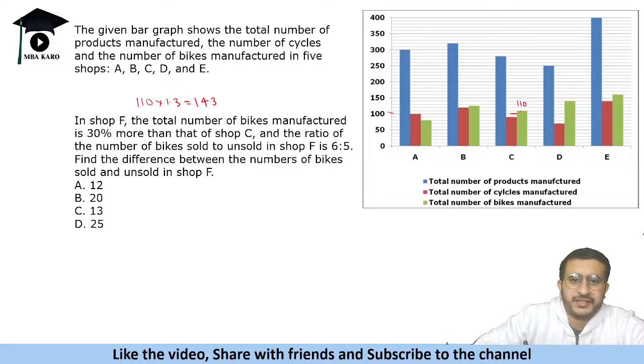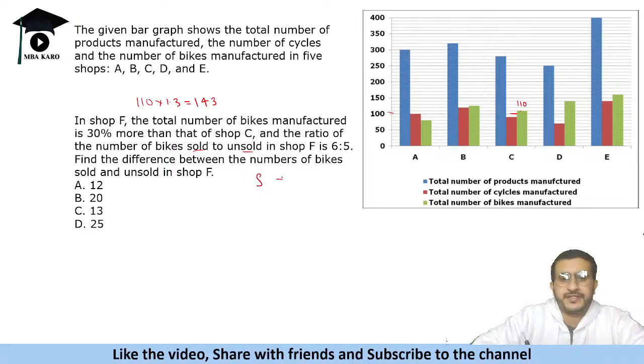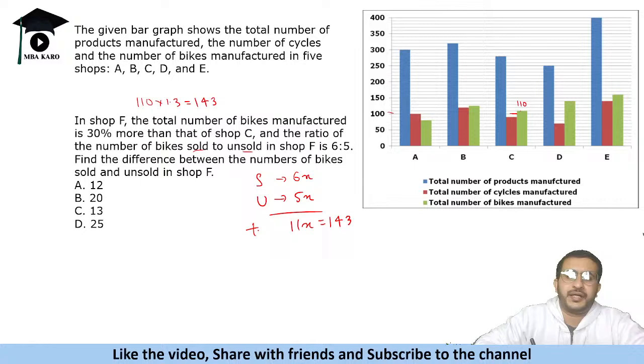Right. And then the ratio of the total number of bikes sold to unsold is 6:5. Okay. Find the difference between the number of bikes sold and unsold in shop F. So let us say sold is 6x and unsold is 5x. Right. Total is 11x, which is 143. Right. And the difference is x. So this is 13.